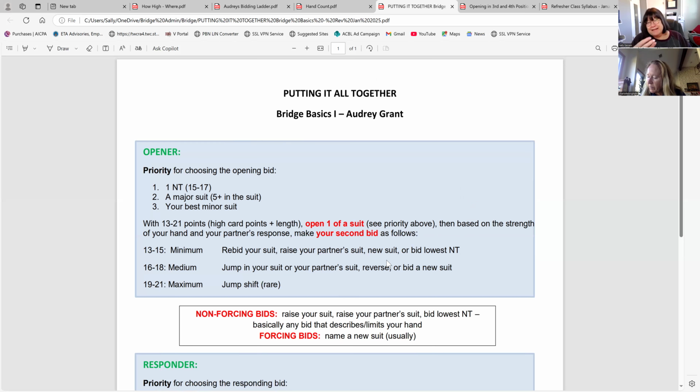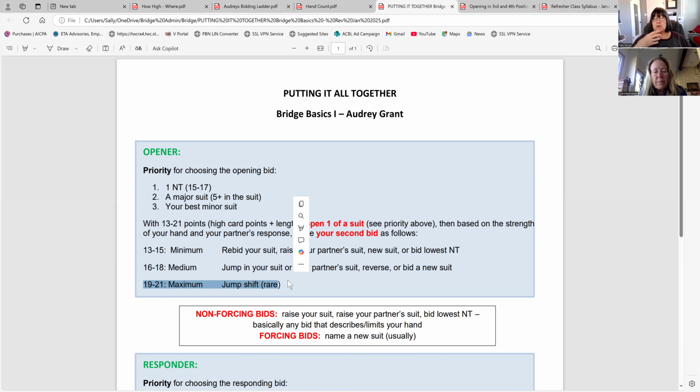But we treat it as kind of semi-forcing, because it also could be in that second category. So if your partner has another bid at all that they can make, usually they will bid another one if you bid a new suit. And then the last category, it's very rare, 19 to 21, that is a jump shift. So we would jump up a level into a new suit.